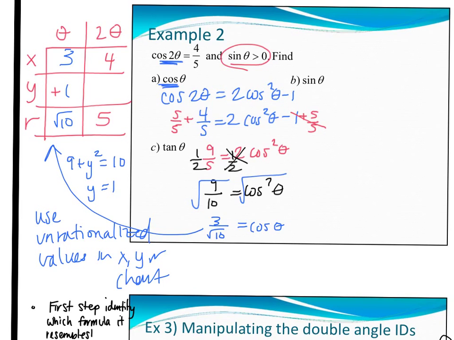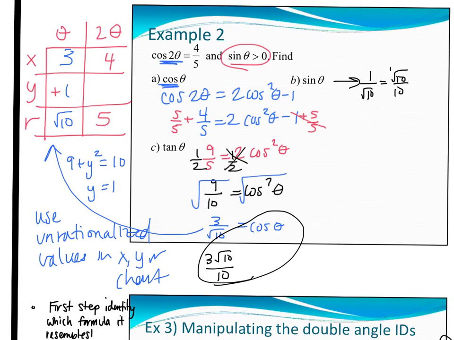And now that we know x, y, and r, well, now the rest of our work is simple. When we're coming up with our cosine, sine, and tangent, we can simply use x, y, r values and rationalize our answers. So my final answer for cosine theta is going to be 3 root 10 over 10. My answer for sine theta will simply be 1 over root 10, which is root 10 over 10. And then my answer for tangent theta will be 1/3.